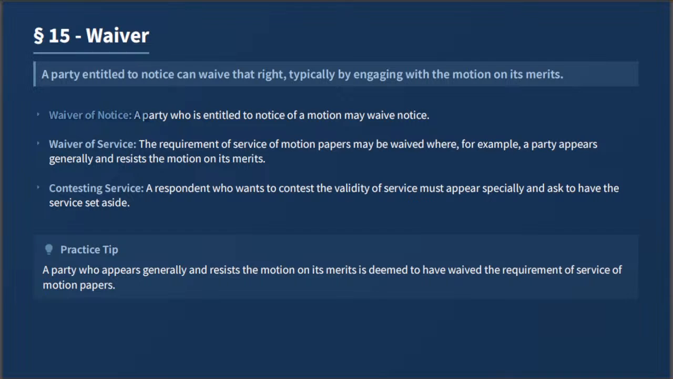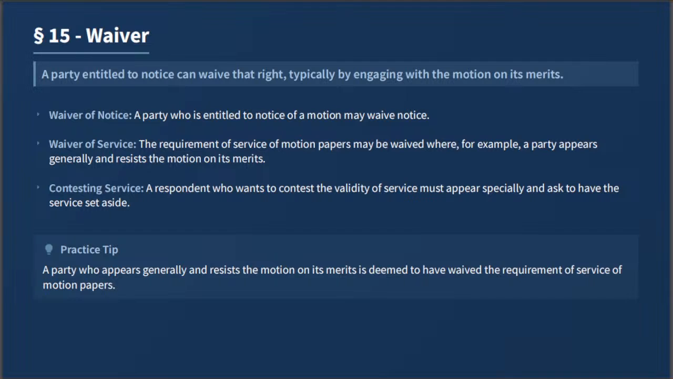Waiver of notice. A party who is entitled to notice of motion may waive notice. Okay. Waiver of service. The requirement of service of motion papers may be waived where, for example, a party appears generally and resists the motion on its merits. So by acknowledging that motion and resisting it on the motion's merits and making a general appearance waives that requirement.